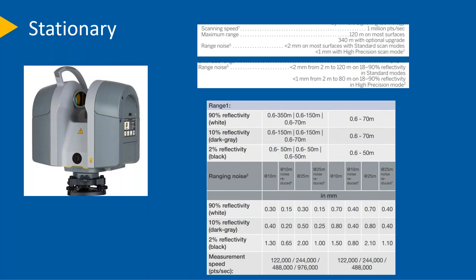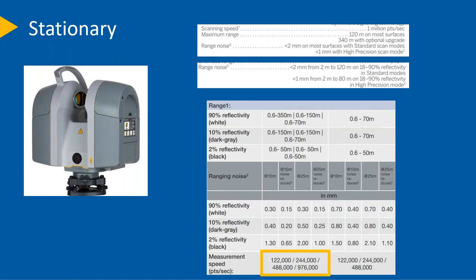Again, most scanners are going to have difficulty with these dark grays or really black surfaces. Then, if we look down at the range noise, we'll see that it's stated at 10 meters and 25 meters. So the scanner can go out to 350 meters, but the range noise is spec'd at 10 and 25. So I would suspect that this is probably a phase-based scanner, just because it's not showing me what the range noise is past 25 meters.